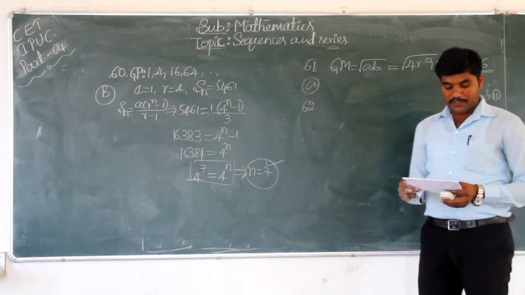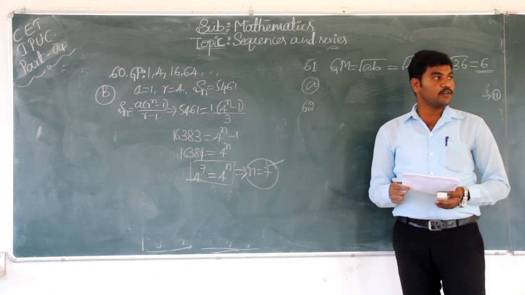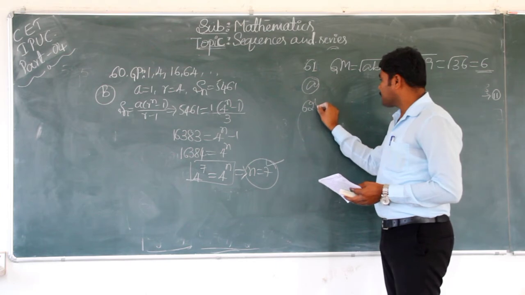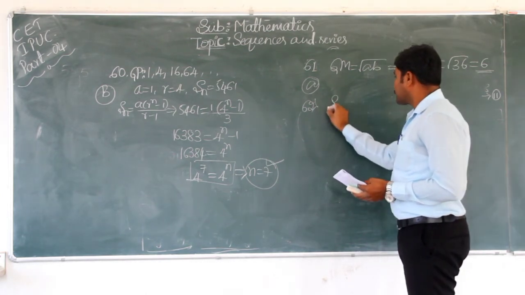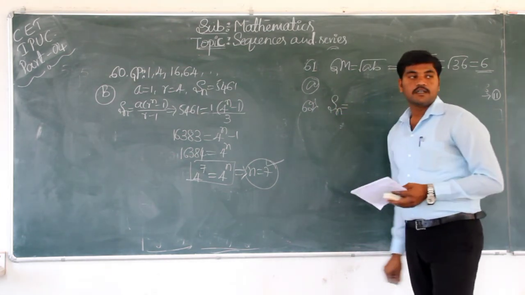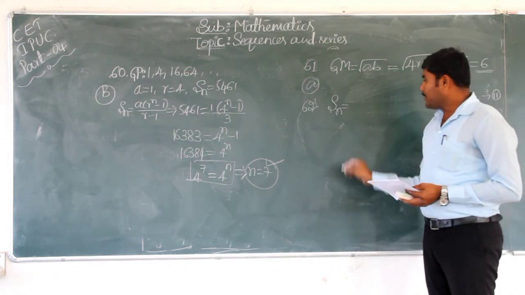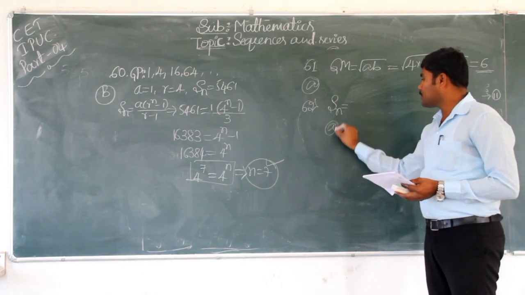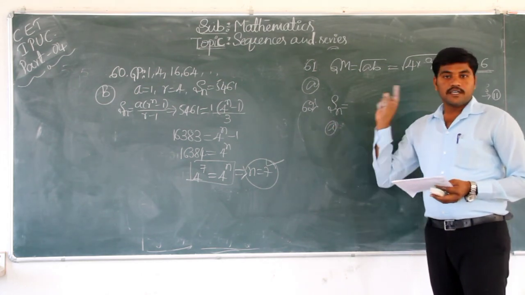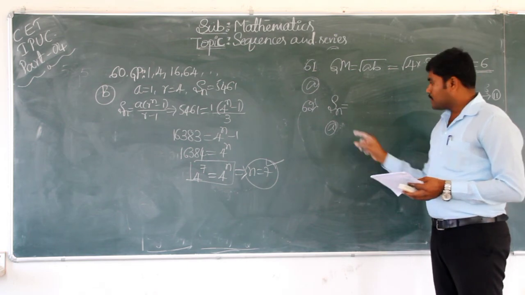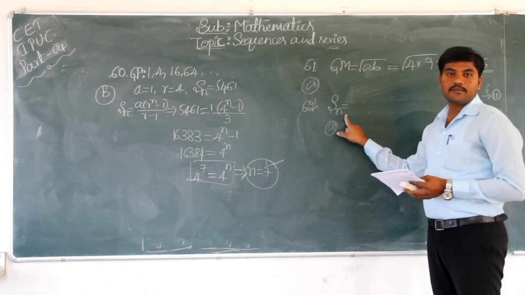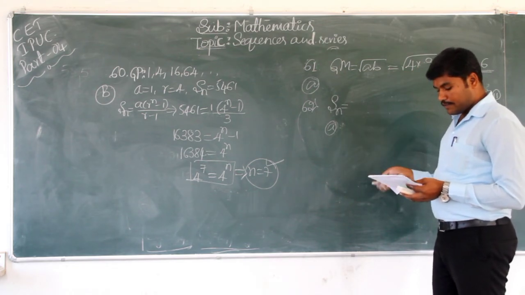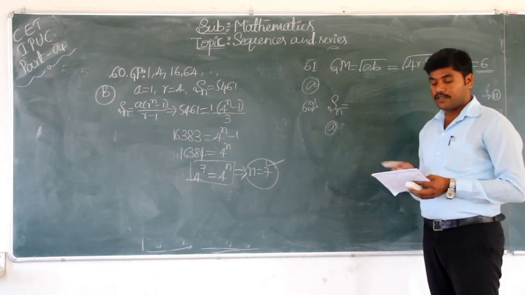Next, question 62. Calculate the sum to n terms of the series. The series is given as 4, 44, 444 and so on. Here we have to find the sum of the series. The sum of the series means Sn, right? Choose option A and substitute n is equal to 1. On substituting n is equal to 1, that means S1, the sum of only one term. So if I get 4, that is the right answer.